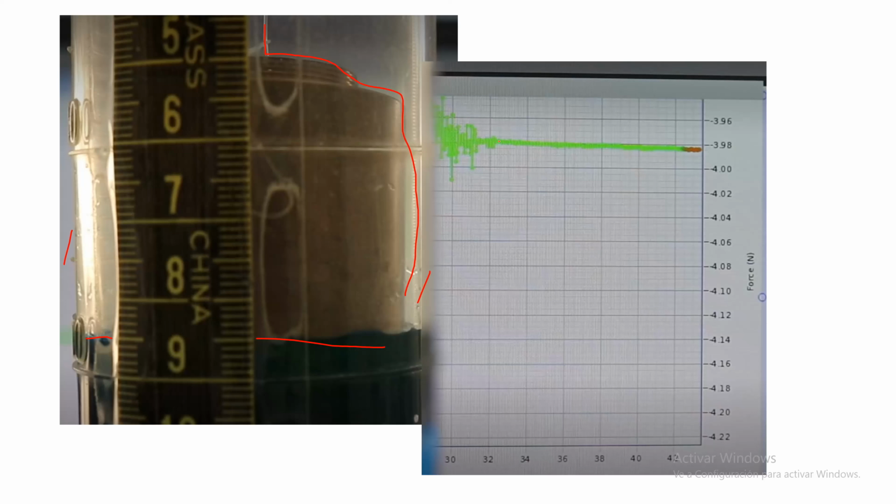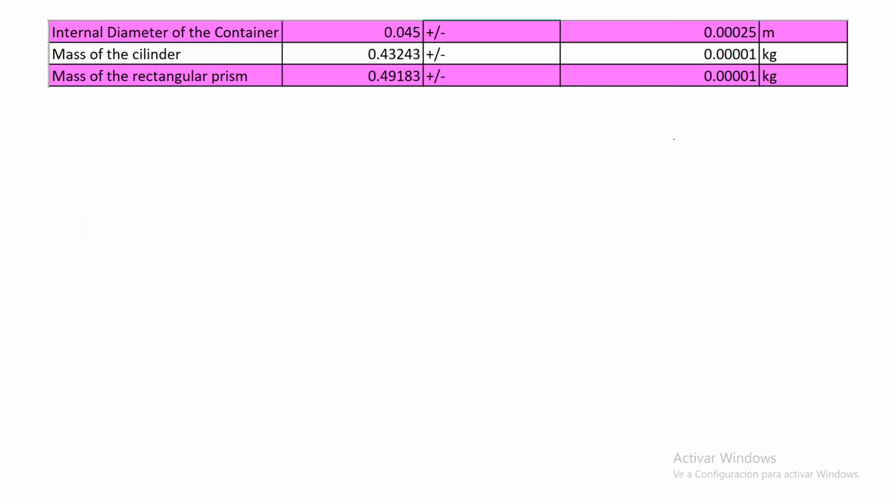As you can see here, we can wait for the graph of force versus time to get horizontal in order to know the apparent weight at this time. So with this, we have all the information we need.